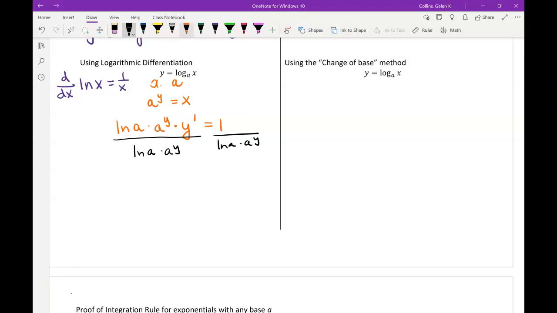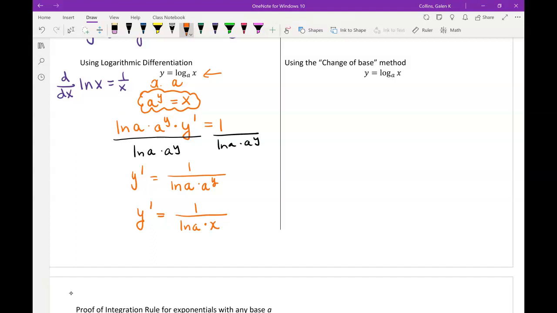And so when I rewrite that, I now have y prime equals 1 over the natural log of a times a to the power of y. And remember, a to the power of y is equal to x. I got that relationship by exponentiating this equation. So that's the same as saying y prime equals 1 over ln of a, which is, again, a constant, times x. And you'll see that written a couple different ways, but that is how we do that.